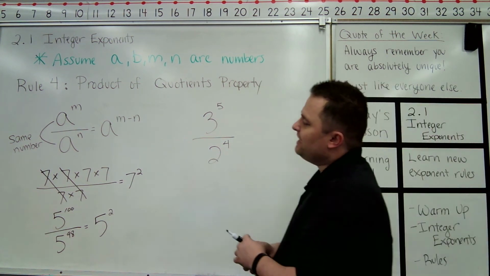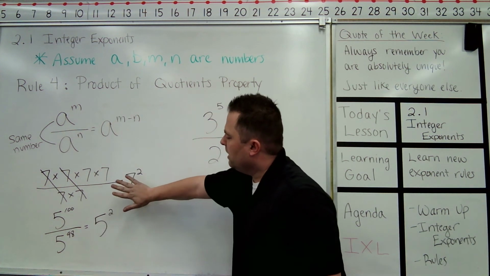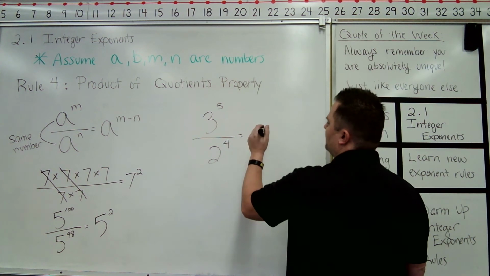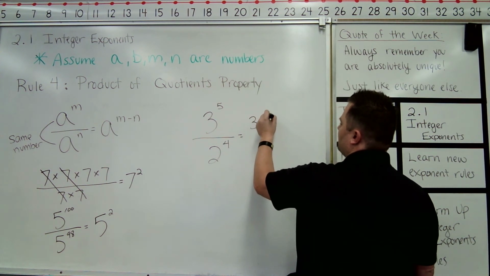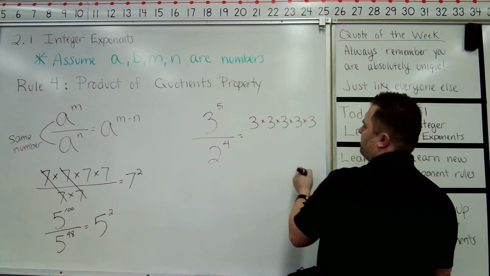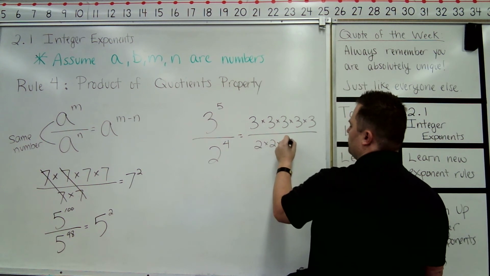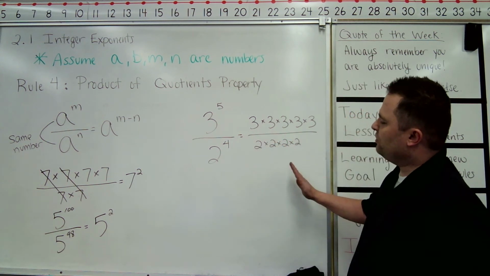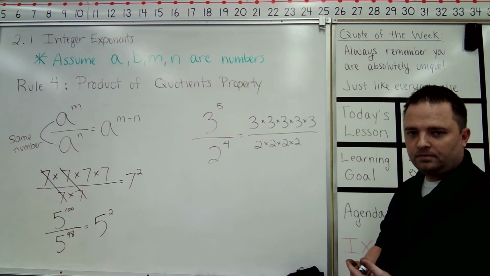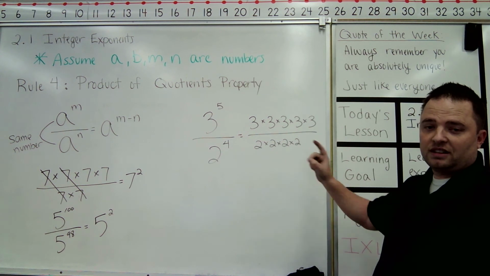Once again, these bases have to be the same number because this whole canceling part doesn't work if the bases aren't the same. For example, this is 3 times 3 times 3 times 3 times 3, and this bottom part is 2 times 2 times 2 times 2. There's nothing for me to cancel. There's nothing for me to turn into a 1. Unfortunately, if the bases are not the same, I'm stuck with a disgusting math problem.